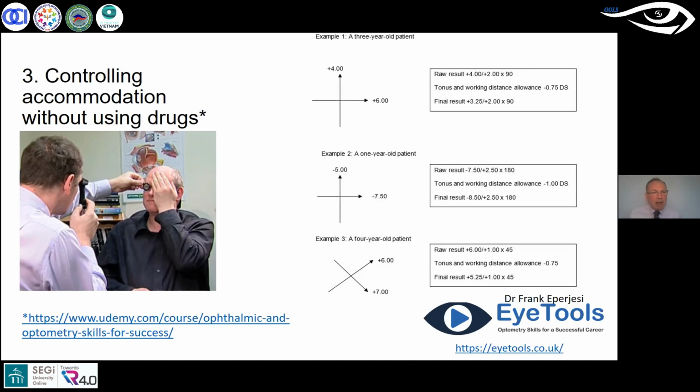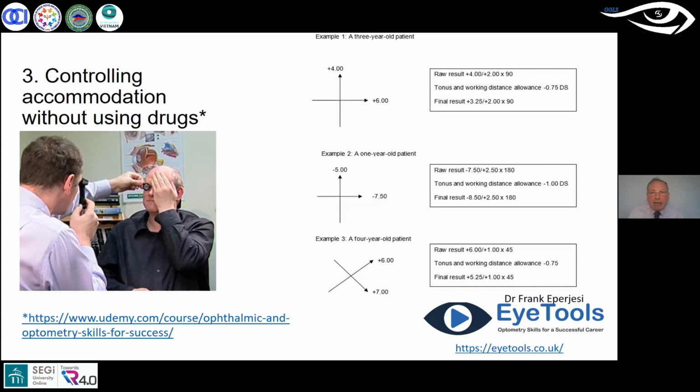So here I am in the slide working on the patient's right eye. And I'm bringing in lenses one by one, increasing the power, reducing the power, until I've neutralized the retinoscopy reflexes. And the way this gets noted is that in this example here, where this is from a 3-year-old patient, it took me a +4 lens to neutralize the retinoscopy movement when I was sweeping in the vertical up and down. And it took me a +6 lens to neutralize the retinoscopy movement when I was sweeping across ways in this direction. So my raw result is +4 with a +2 cyl.